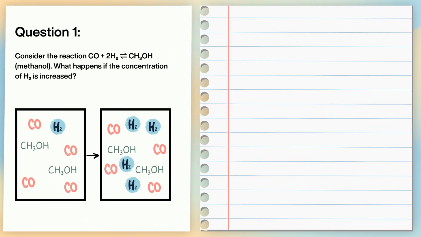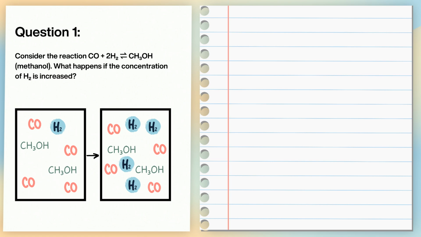Let's dive into some GCSE level questions to apply our understanding of Le Chatelier's principle. Question 1. Consider the reaction CO plus 2H2 forming CH3OH, methanol, with the reaction being reversible. What happens if the concentration of H2 is increased? Pause here to have a go.